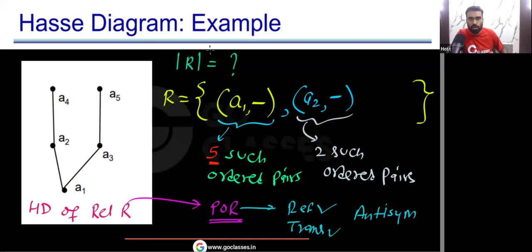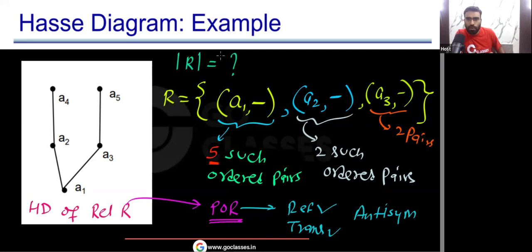Okay, we will have 2 such ordered pairs. So very simple, 5, 2. What about this type? A3 something something. How many of this type? So again, there will be 2. A3 related to A3, A3 related to A5. So there will be 2 pairs.